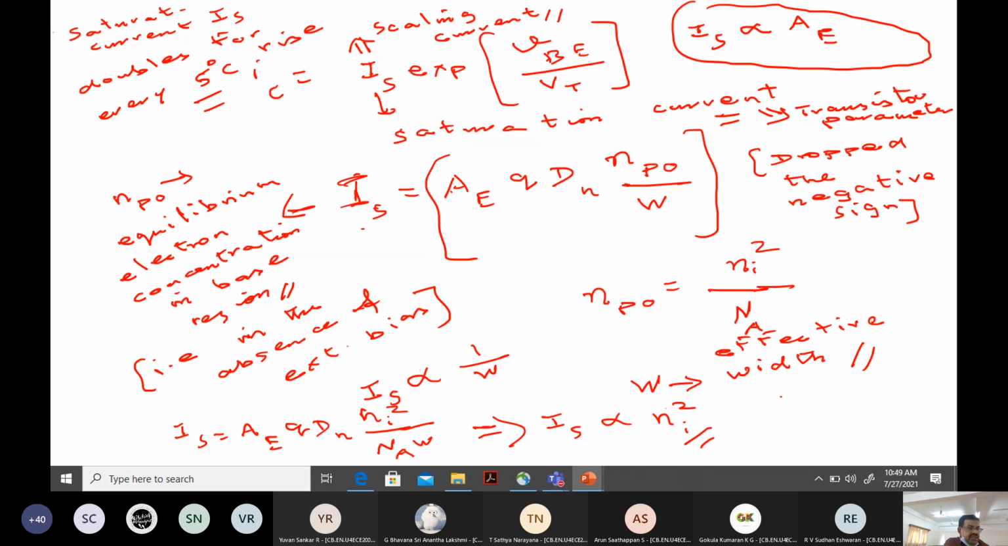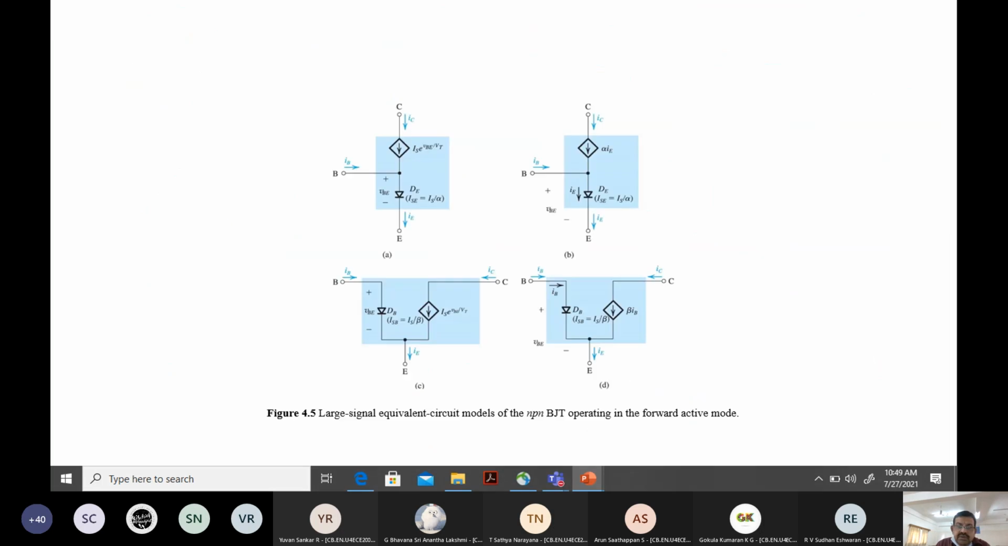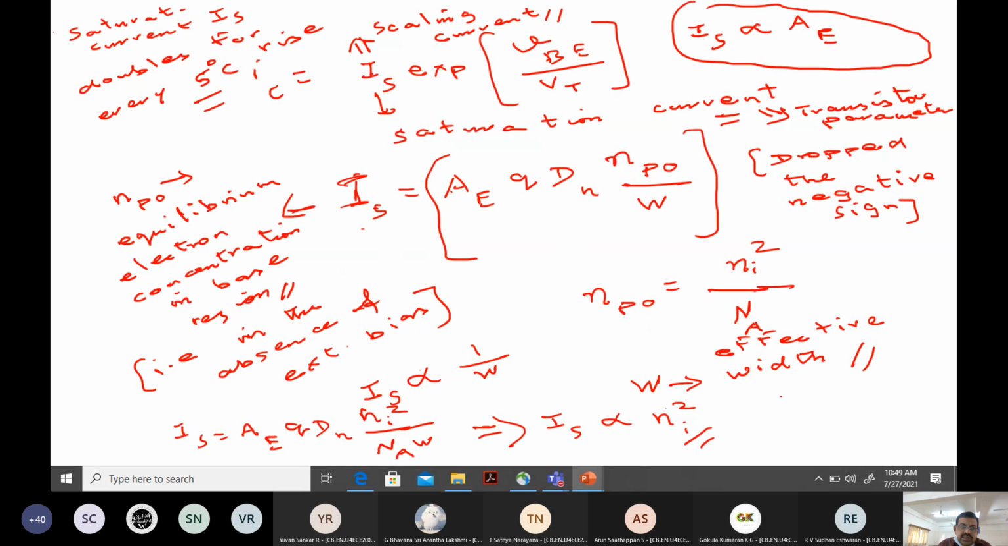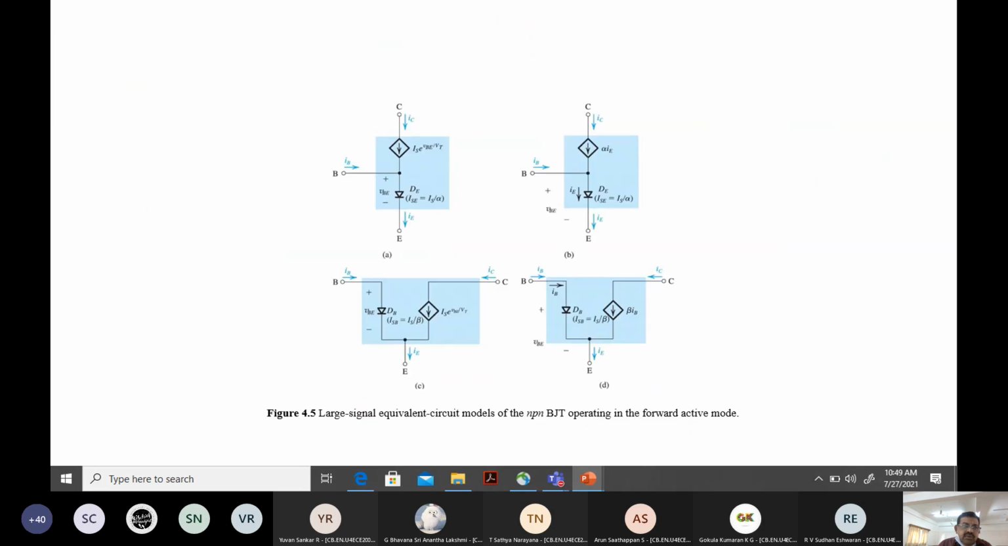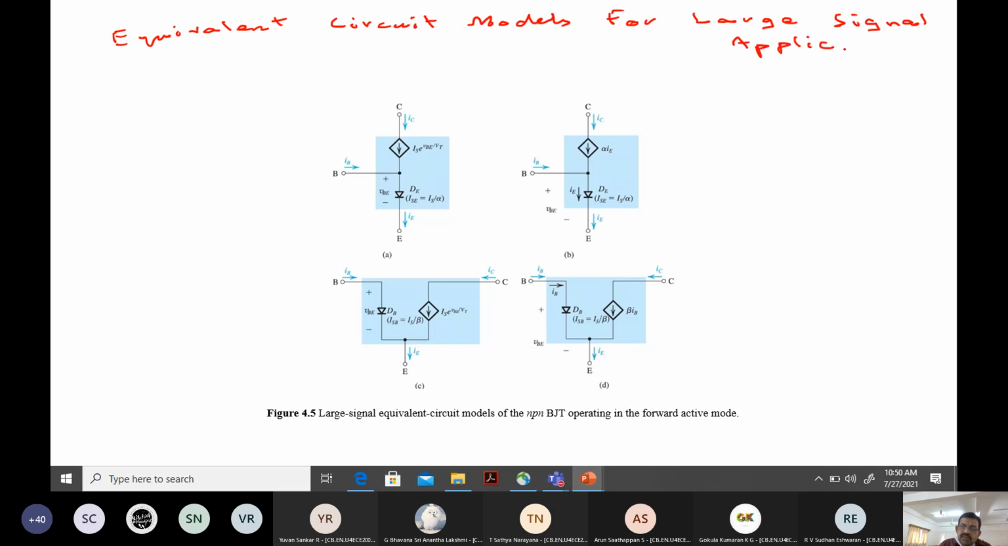Now come to what is called the equilibrium circuit model. Let us discuss a little bit about the equivalent circuit model quickly. I will explain each of these figures. We are talking about equivalent circuit models for large signal application.